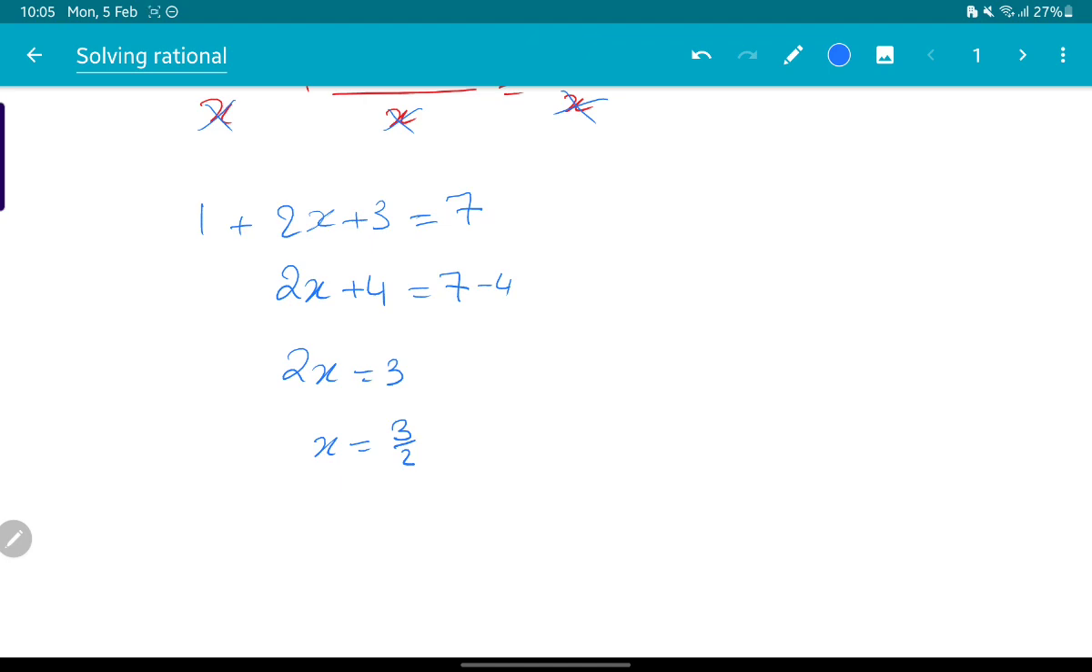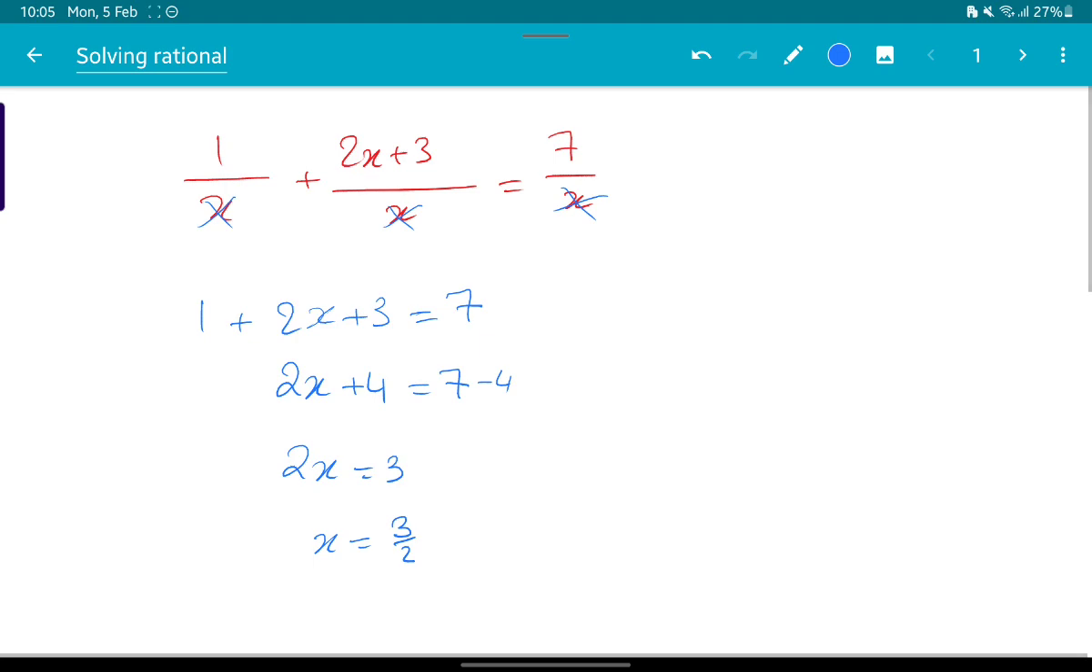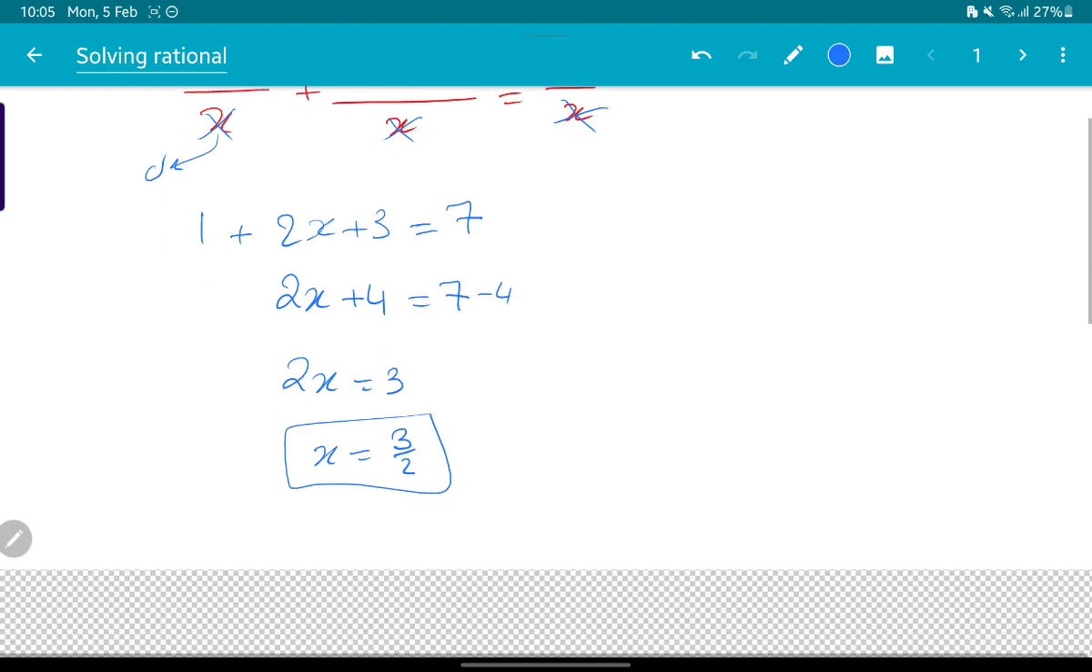Before we start, we should take care of the excluded values. We cannot substitute the x by 0 because we cannot divide by 0. So in this case, the 0 will be excluded. So if we have 0 here, this answer will be refused. But since we have 3 over 2, when we substitute, it's not 0, so it's not undefined, so we have answer. Because when we divide by 0, the answer will be undefined.